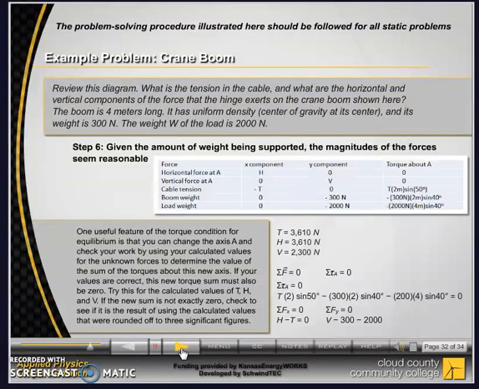The problem-solving procedure illustrated in this example should be followed for all static problems. You should now be able to complete any assignments given to you by your instructor, including the capstone project problems in this course.